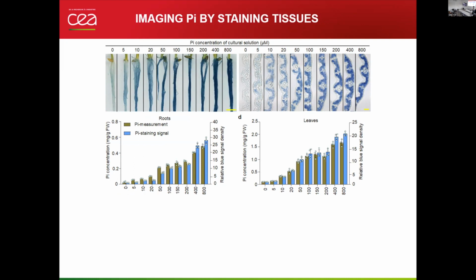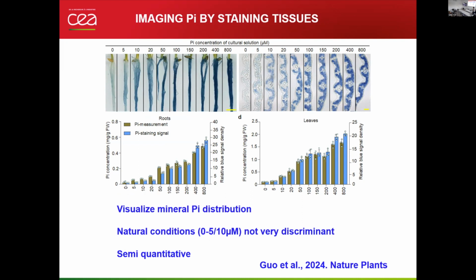It's semi-quantitative. You need to have measurements because it depends on the time of staining. If you change the time of staining, it will increase the intensity of the signal. So it's quite good to visualize phosphate distribution in plants. The problem is it's not very discriminant because we are in liquid, so soil composition is mostly here. You can see for plants growing on soil, it's not very discriminant. And it's only semi-quantitative. It was just published 1 month ago.